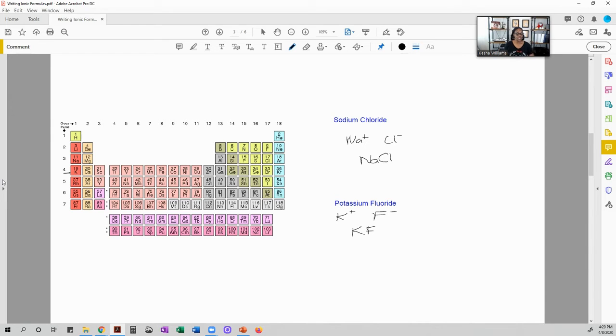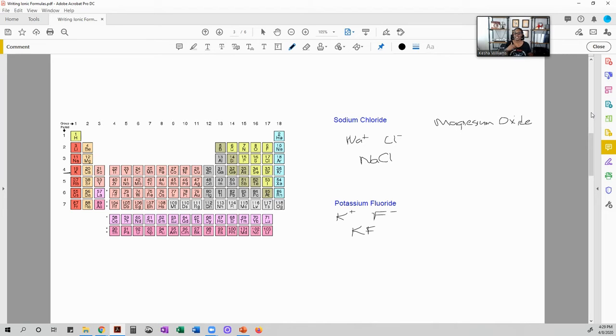Let me do one example that I noticed you will have on your worksheet, but it's not here. Let's say we have, and I'm going to try to write this here, magnesium oxide.